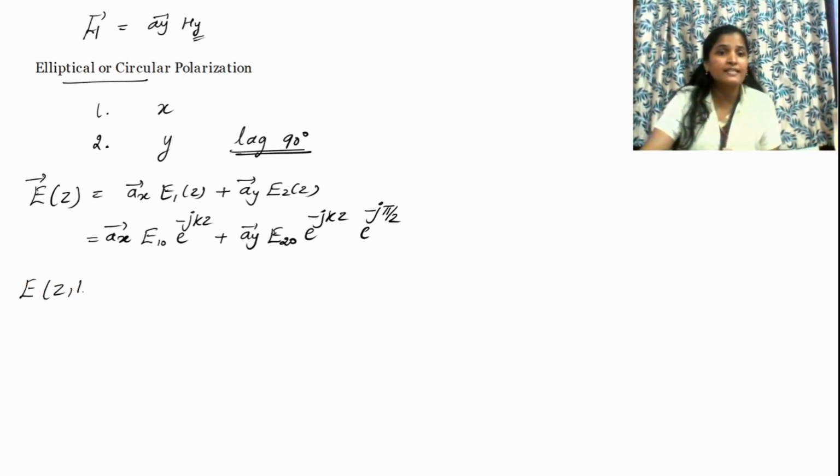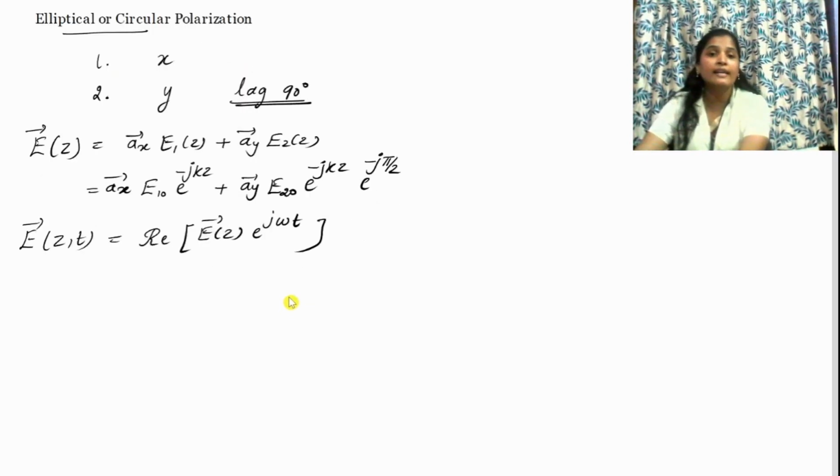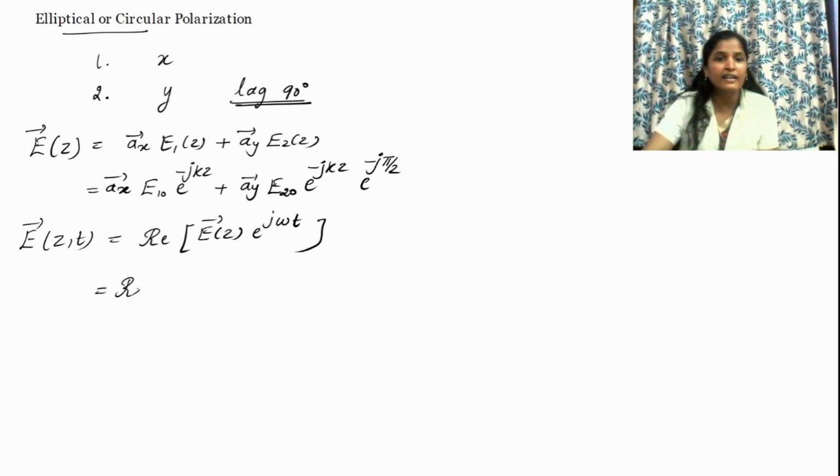So E of Z comma T. If we write the instantaneous expression, the general formula that we have studied previously is taking the real of E of Z into e power j omega t. So this is the basic formula for finding the instantaneous expression. Let us substitute the E of Z here. It will become real of, you can substitute the entire thing, AX E1 naught into e power minus j k z.